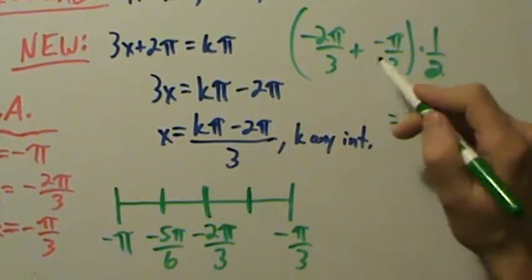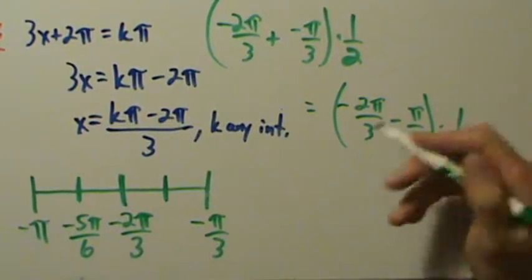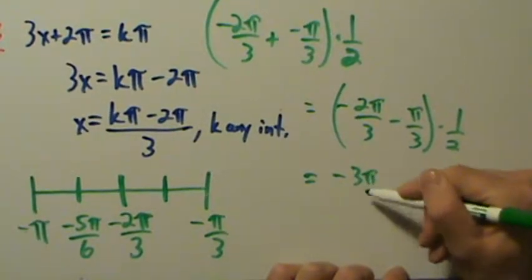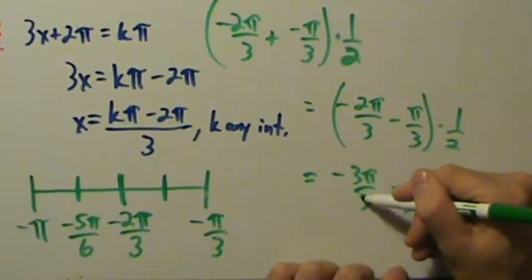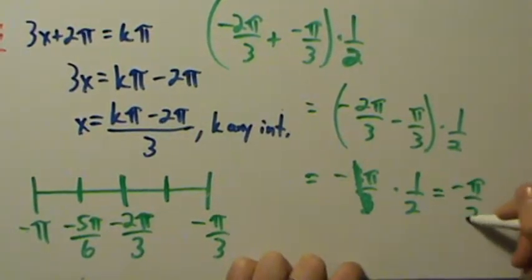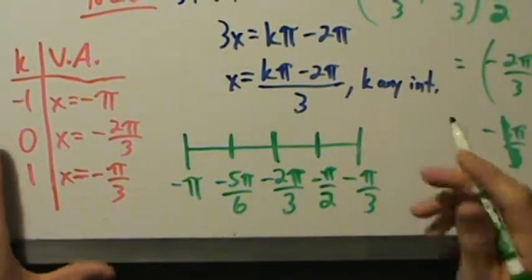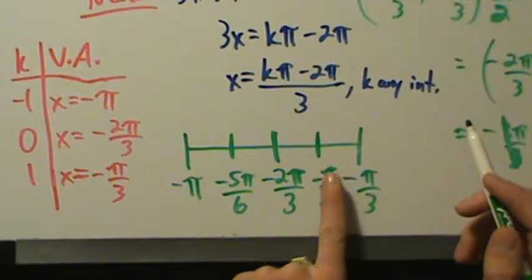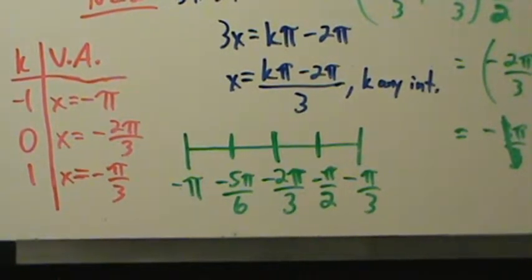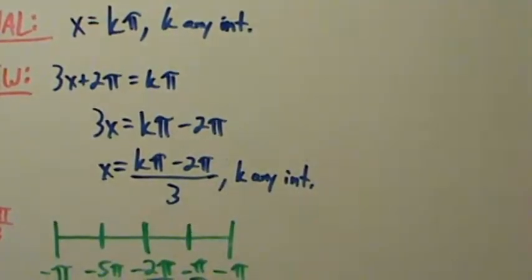So plus negative pi over 3 means minus pi over 3, and we're still multiplying by a half out here. So that equals negative 2 pi over 3 minus pi over 3, so that's negative 3 pi over 3, still multiplying by the half. The 3's cancel, and we have negative pi times 1/2, which is just negative pi over 2. That's not terrible. So negative pi over 3, negative pi over 2, negative 2 pi over 3, negative 5 pi over 6, negative pi. We definitely could have better numbers, but they could also be a lot worse, so I guess we'll just be happy with it.